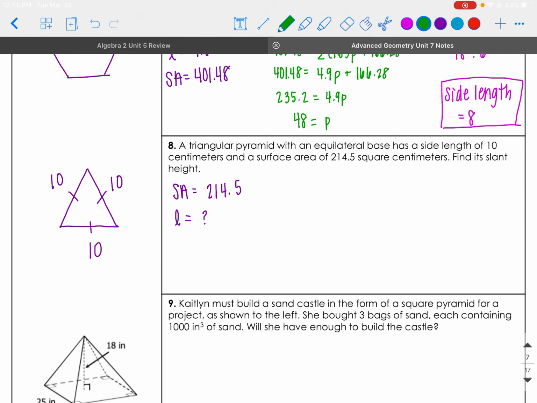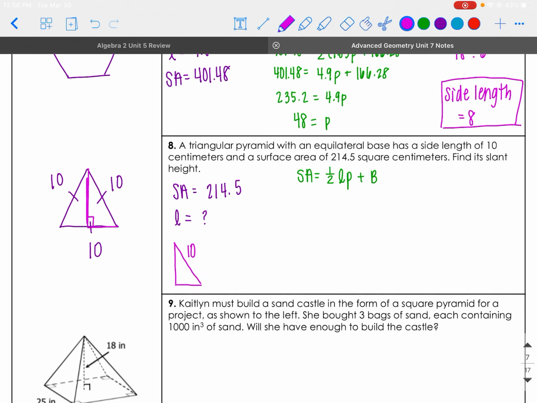Now, if I look at my surface area formula, half LP plus B, the only thing that I really have is the surface area. And I do have the perimeter because I know all the sides are 10, so the perimeter would be 30. But that still leaves L and B, and L is what I'm finding. So before I can even solve for L, we need to find the area of the base. And in order to find the area of this triangle, we need the height of the triangle. So we're going to have to do Pythagorean theorem.